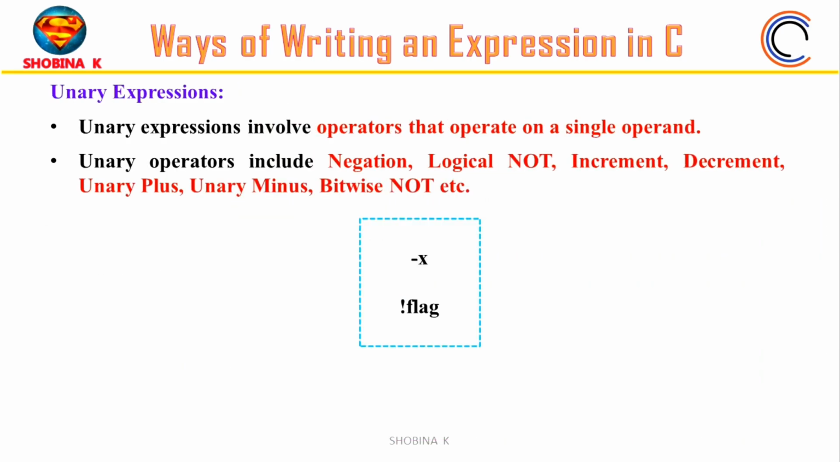In unary expressions, the operators work on a single operand. Unary operators include negation, logical NOT, increment, decrement, etc. Look at this example. The negation operator is applied to the variable x. This is a unary expression using the negation operator. It negates the value of the variable x.